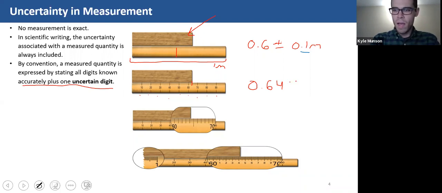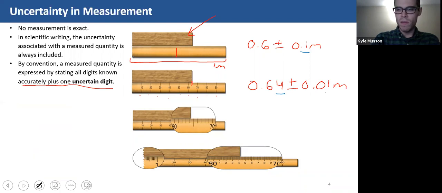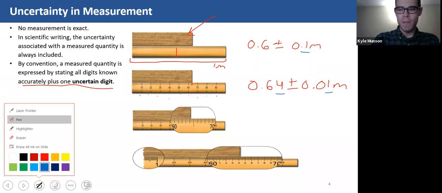Again, I'm uncertain about that last digit, so I write that uncertainty here, okay? So this is my uncertainty digit. I'm not too sure about that measurement. I know for sure the 0.6 now, but not so sure the digit after that.